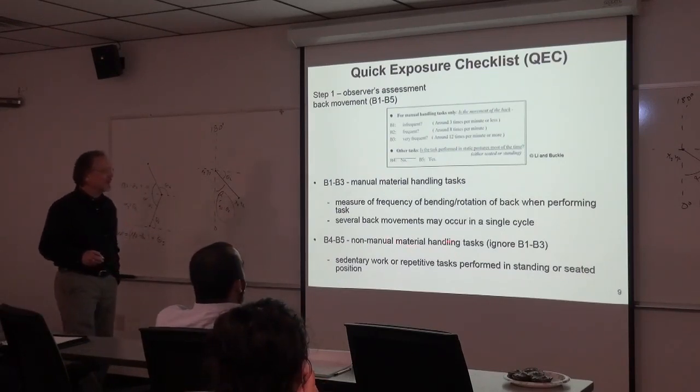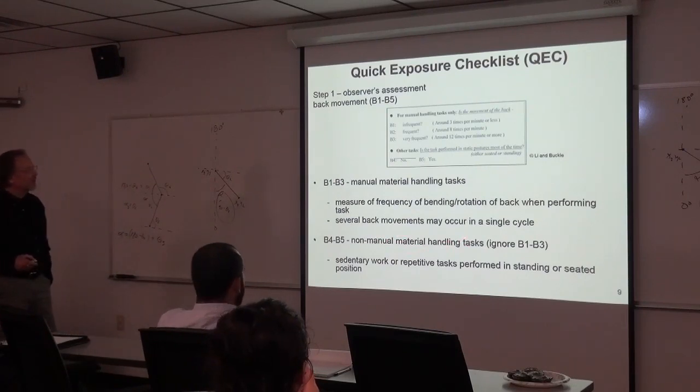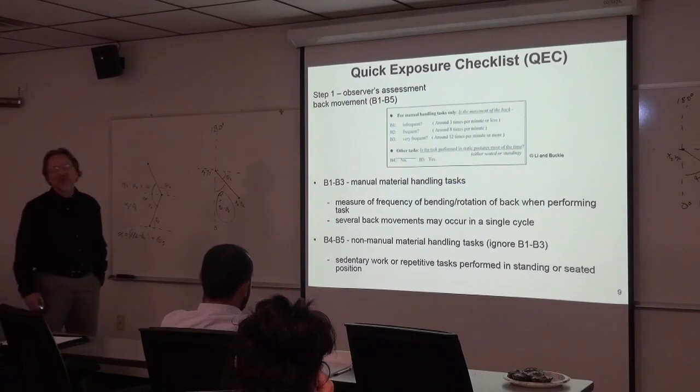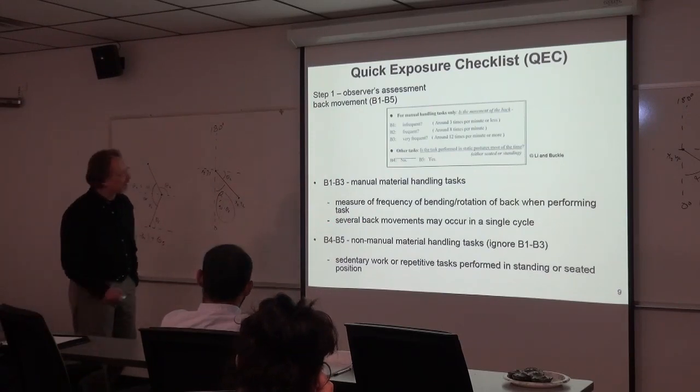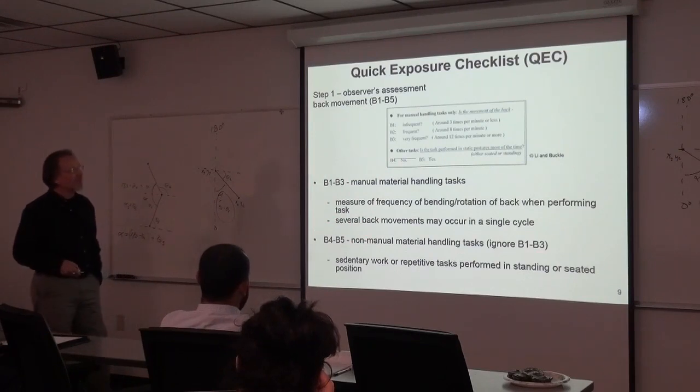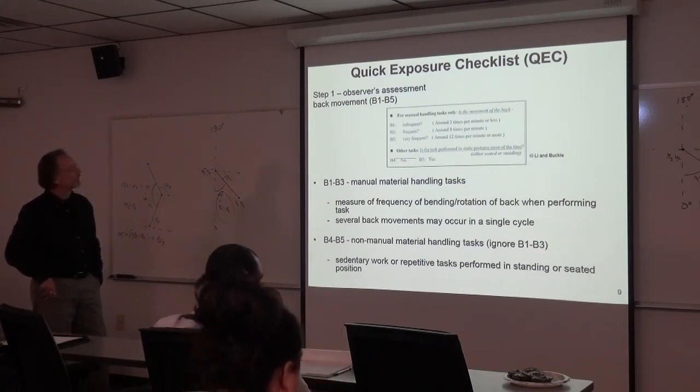If you have non-manual material handling tasks, you ignore B1 and B3. So if you have a seated task like office work, you ignore B1 and B3 and you answer whether or not it's static or not.